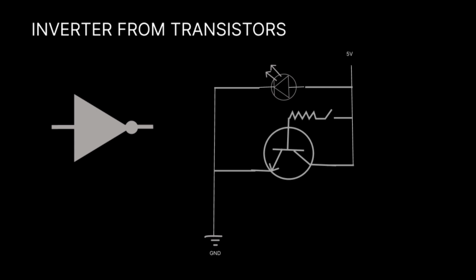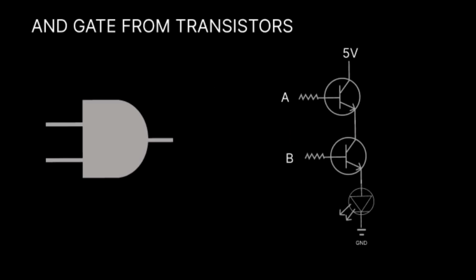To be more specific, I used the 2N2222 NPN transistor, and I'm using 1 kilo ohm resistors here. The AND gate. This diagram shows the symbol for the AND gate and the rough schematic for how you can make an AND gate from transistors. And we can see that both A and B have to be on for current to flow from VCC, or the 5 volts, to ground through the LED.